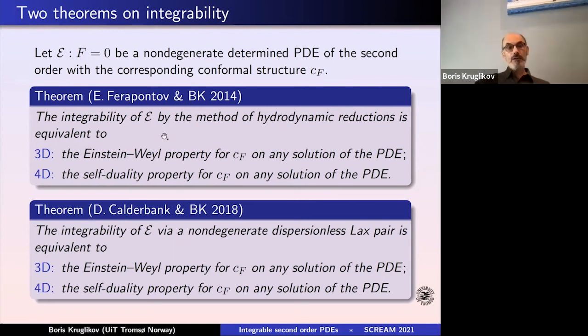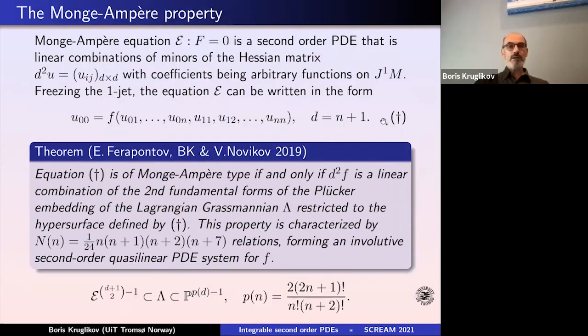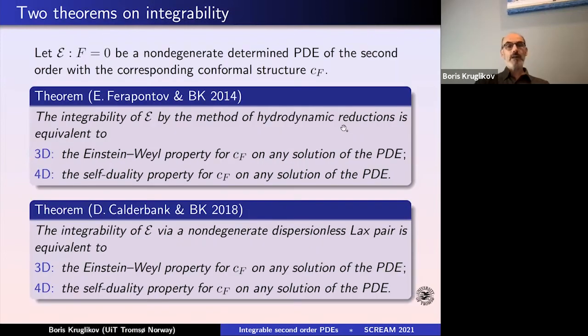There's a bit different degree of generality in the statements. So in the theorem with E. Ferapontov, we talk about integrability by the method of hydrodynamic reductions. So this applies to certain classes of differential equations. We explicitly describe them, though I won't in the formulation, to make it simpler. But for instance, this method of hydrodynamic reductions requires that the equation is translationally invariant. So that's a special constraint on the equation. So it's not applicable to any equations. This is sufficiently general. That's a very general statement here for the equivalence of DLP and integrable background geometry.